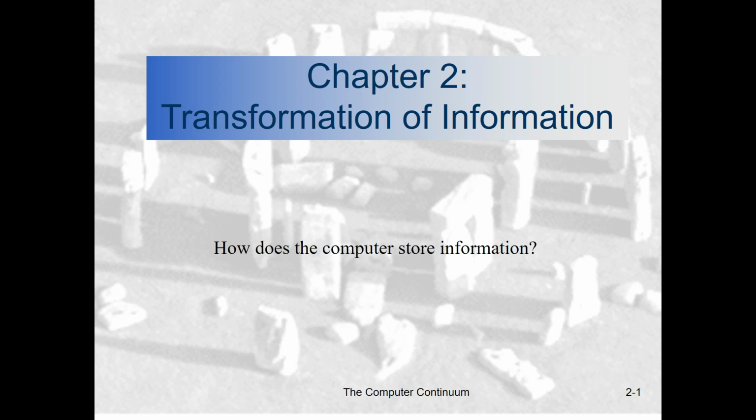Alright guys, so today we will discuss the transformation of information. How do computers store information? In the previous ages, or we can say in old ages, people used to store information in different ways. They used to store it in the form of writing somewhere, be it on a stone, on a skin, or on wood or something like that.